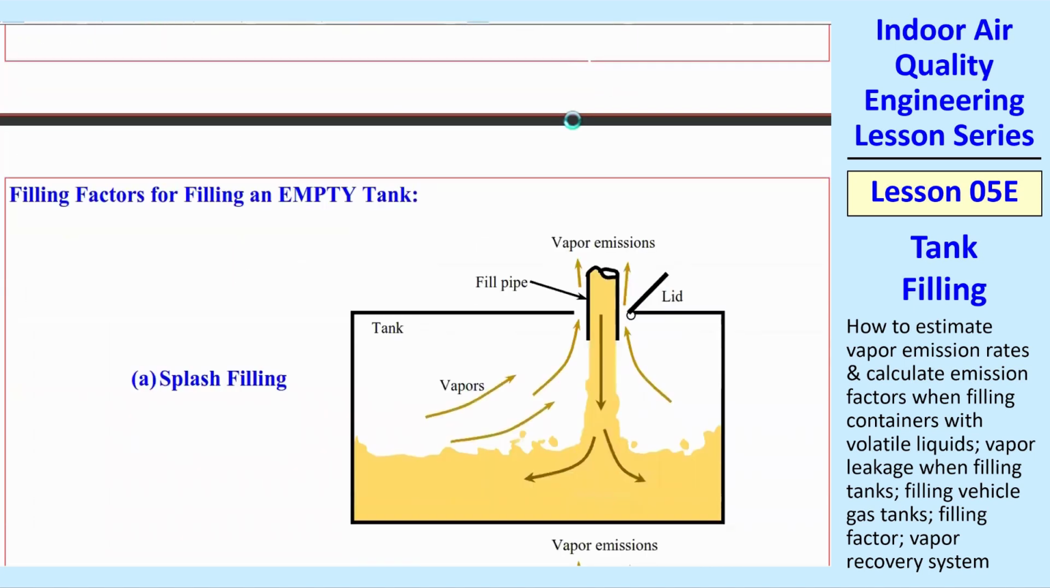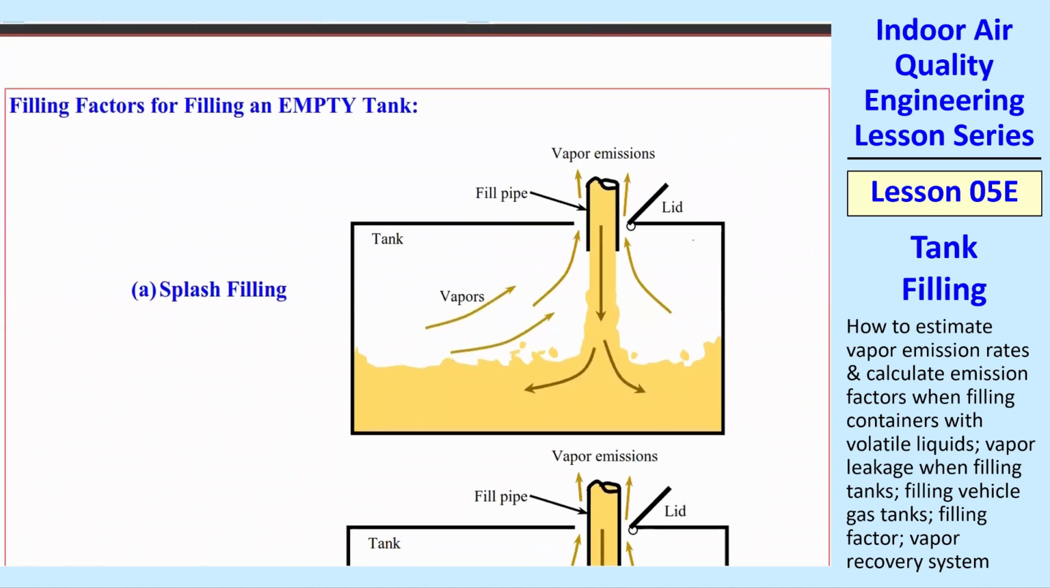Now here's some quick and dirty examples for different kinds of filling. Splash filling, which is how you fill your gas tank in your car. You just have a nozzle that comes in and the yellowish color liquid coming in, and then the vapors go out and it's splashing around. There's a lot of evaporation because of all these little drops and stuff. So there's a lot of evaporation going on while you're filling this up.